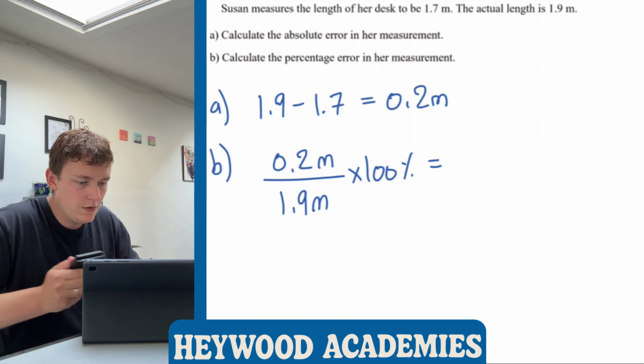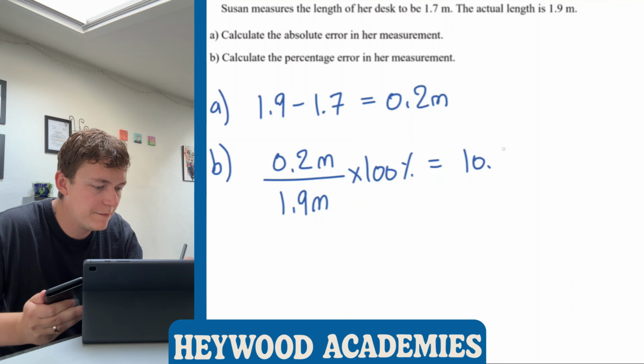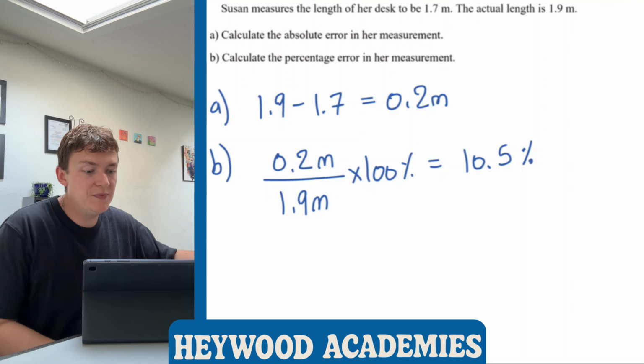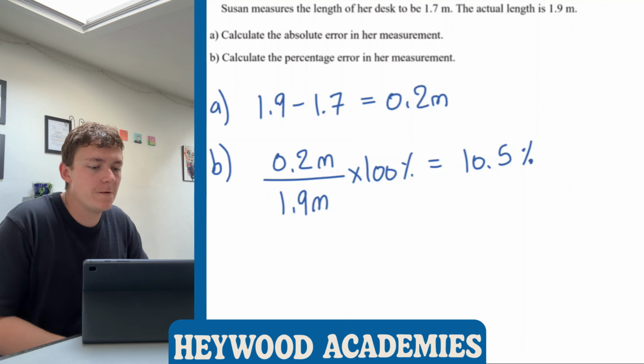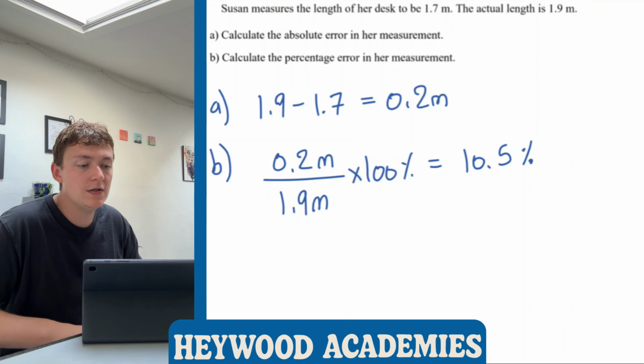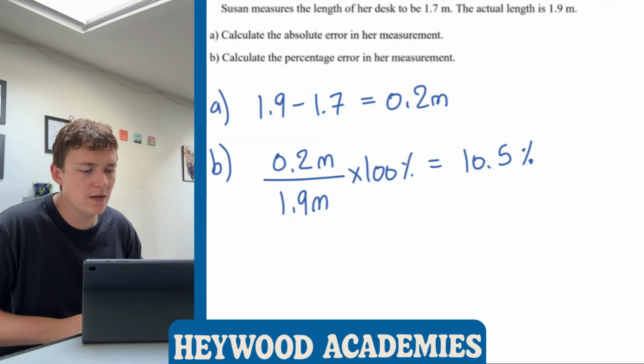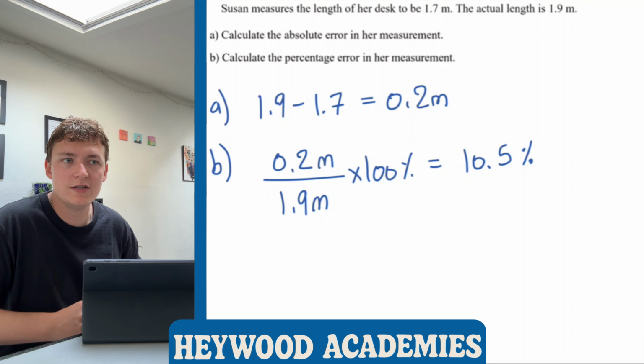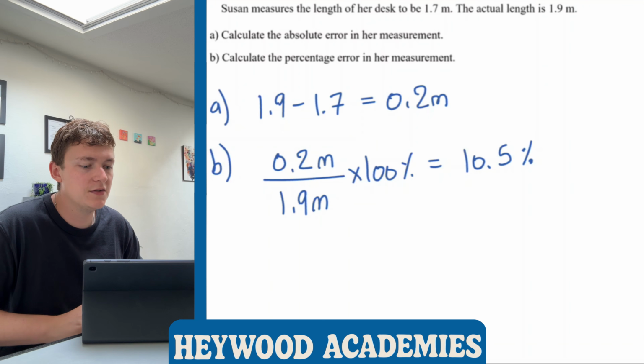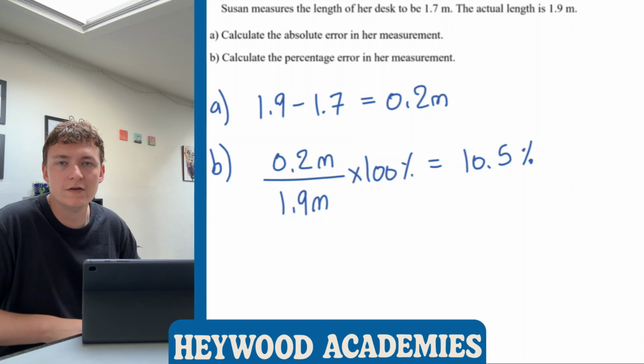Okay, and if we do that, we get about 10.5%. So the percent error is nice because it gives us a better feel for the number. If I just told you that we took a measurement and we were 0.2 meters off, that number doesn't give me a lot of information because I don't know how big the original measurement was.